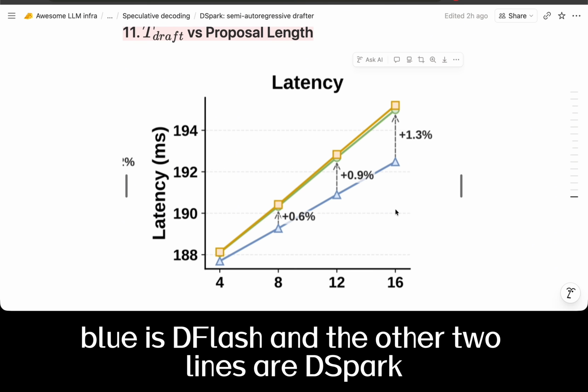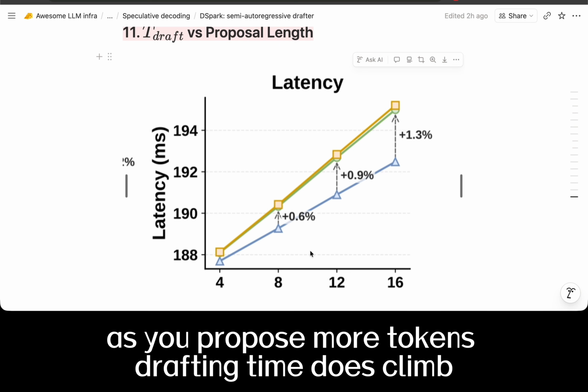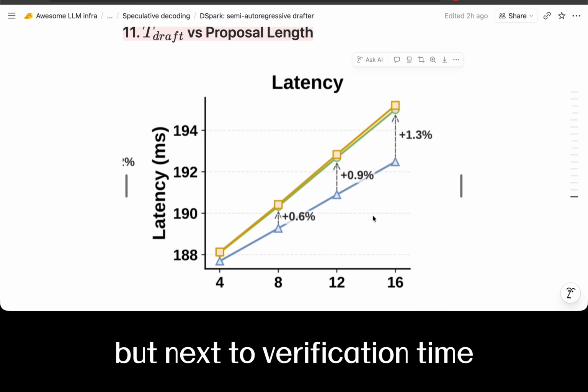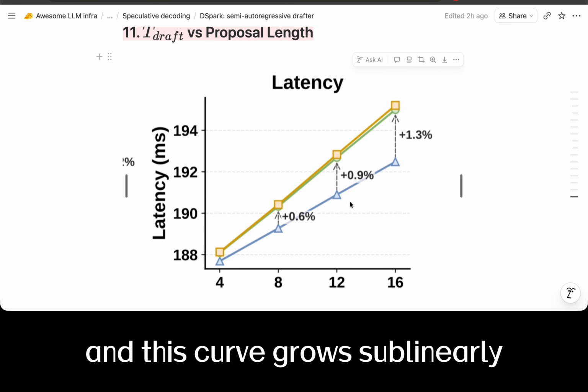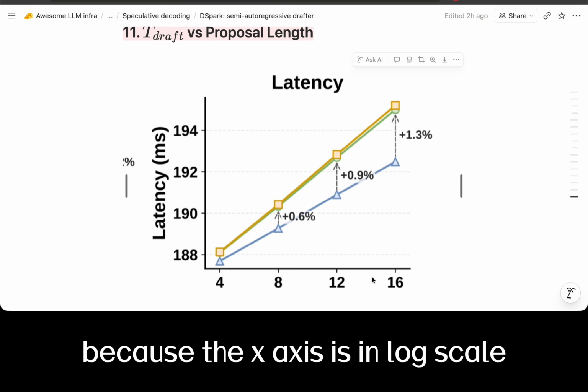Last, the relationship between the proposal length and the drafting time. Again, blue is DFlash and the other two lines are DSpark. As you propose more tokens, drafting time does climb, but next to verification time, verification is still the heavyweight, and this curve grows sublinearly because the x-axis is in log scale.